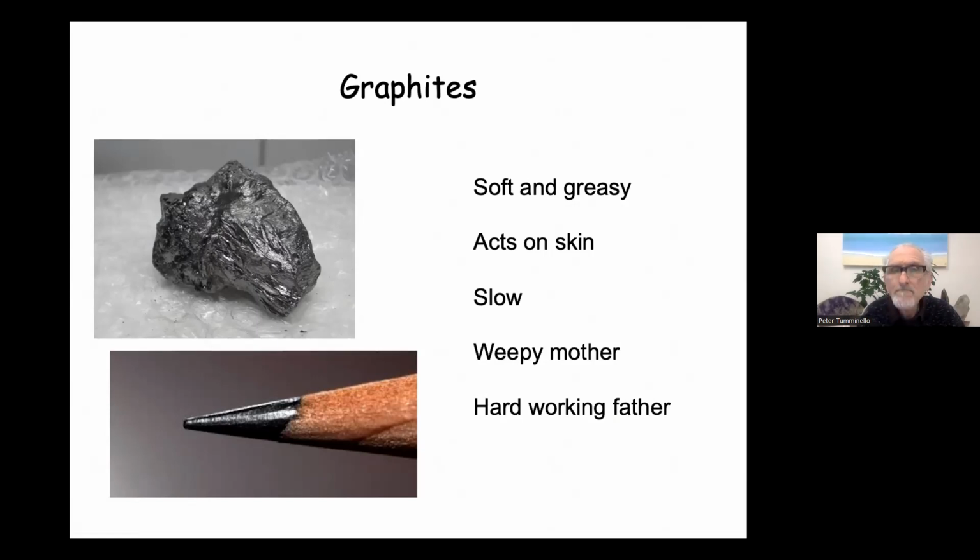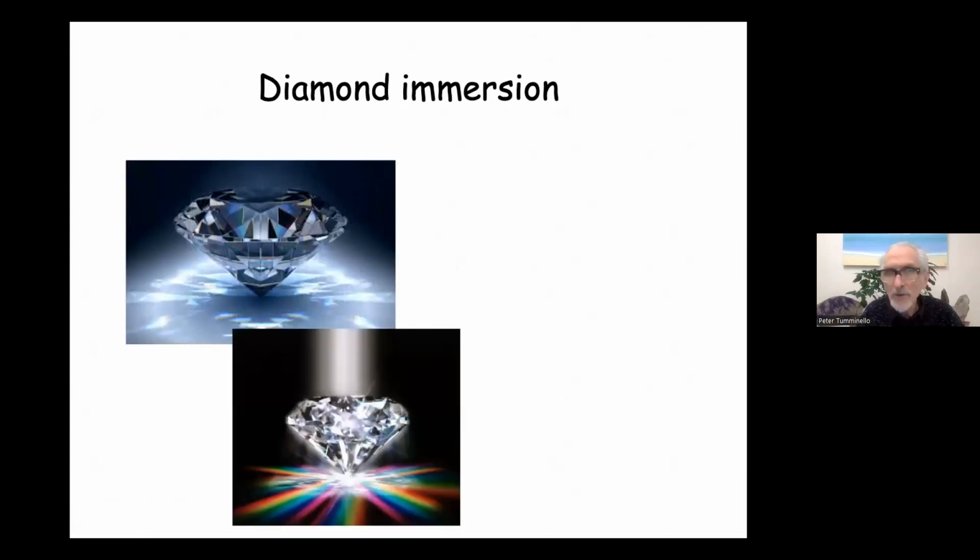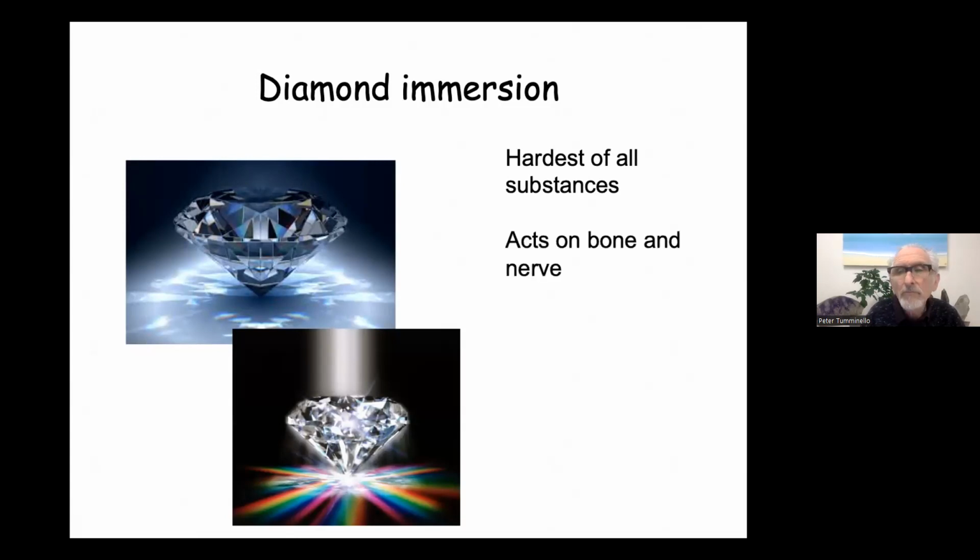I'm going to go a step further and talk about diamond. So diamond immersion, the diamond preparation that I made from the whole diamond. You're all familiar with diamonds, some more than others, according to your tastes. An interesting comparison to graphite is it's the hardest of all naturally occurring substances. It acts on bone and nerve.